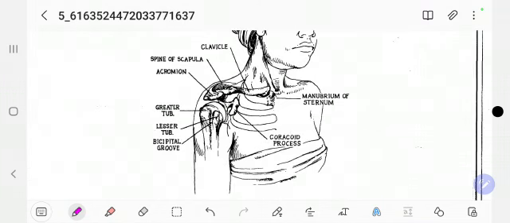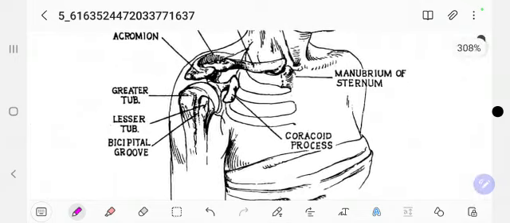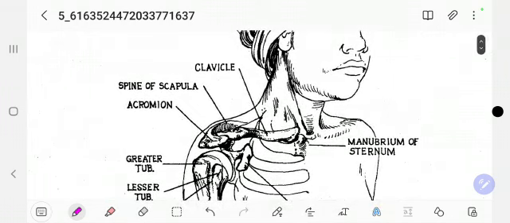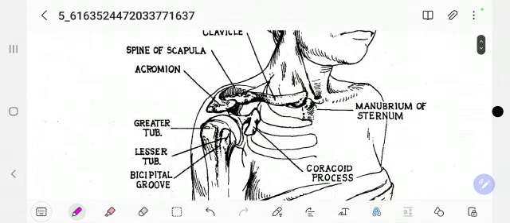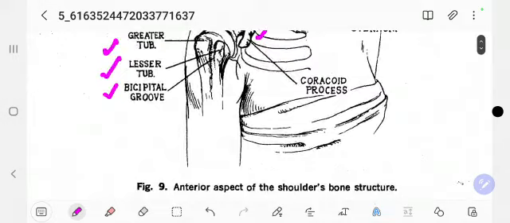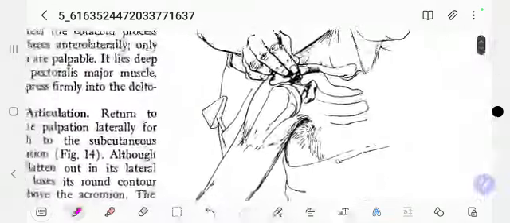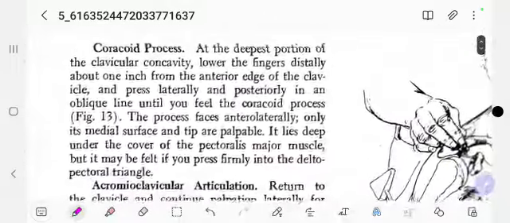Now, here you can easily see which are the structures which we can palpate. Here is the clavicle, the spine of scapula which is on the posterior aspect, the acromion which is on the lateral aspect. This is the acromioclavicular joint. From the highest point of concavity, if you go downwards, then there is the coracoid process, the manubrium sterni, the greater tuberosity, the lesser tuberosity, the bicipital groove with the biceps tendon. These are the structures which we can see on the anterior aspect. Now we will see the different methods of palpation.